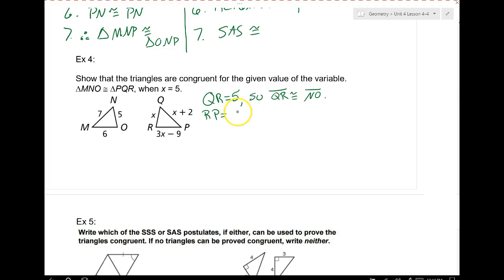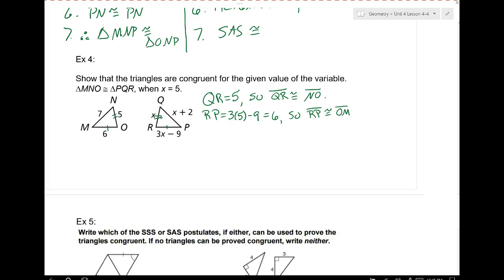All right, so that means I'm going to go 3 times 5 minus 9. Well, what's 3 times 5, guys? Minus 9 equals? 15 minus 9. Well, okay, 6, right? So what do we know about segment RP and segment OM? They're congruent because aren't they the same length? Didn't we just show that's true? And we showed that earlier, those two are true.